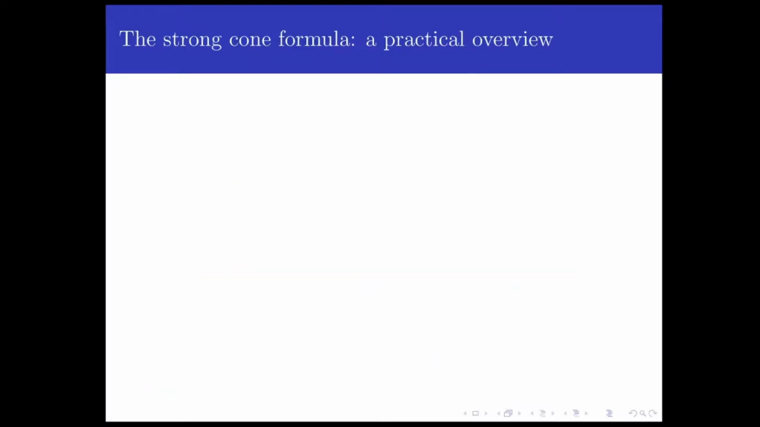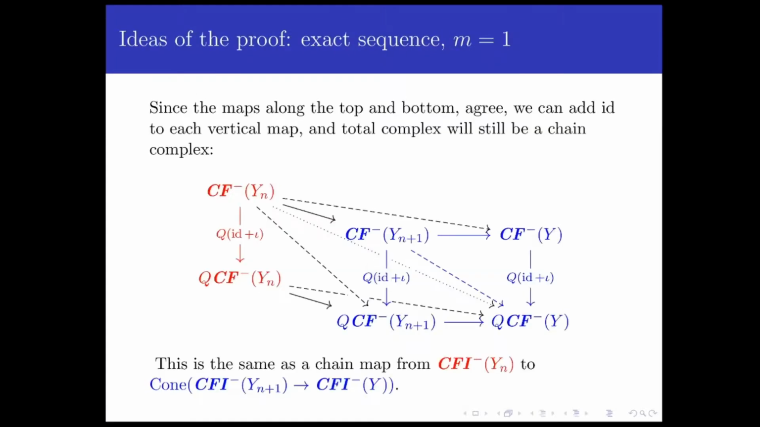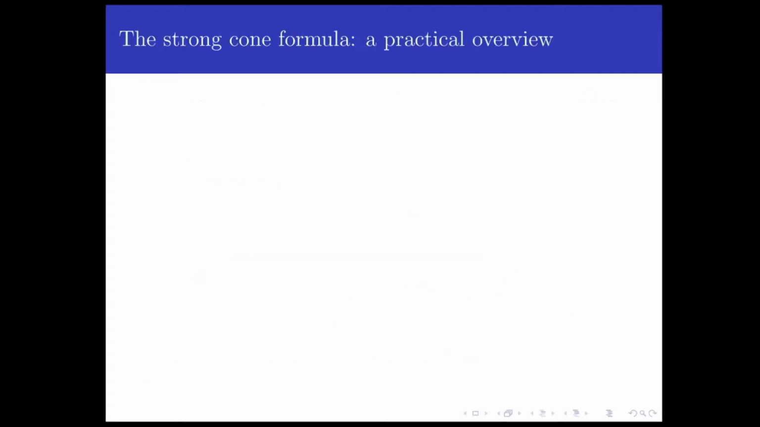Okay, so that's a very brief overview of the strategy one would take to prove this exact sequence. That's what goes into it. And now I want to transition to a slightly more practical overview of the strong version of the mapping cone formula, the one that we've proven that actually allows one to make computations. And in the process, I'd like to sketch what this canonical model of the involutive mapping cone complex is.